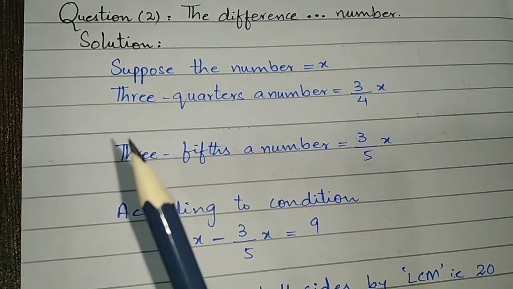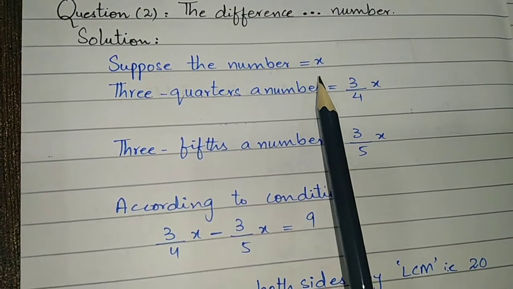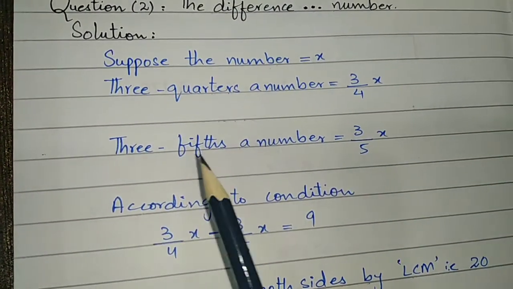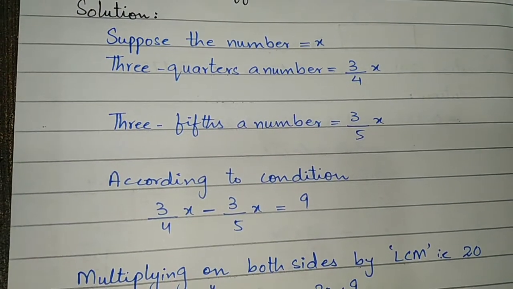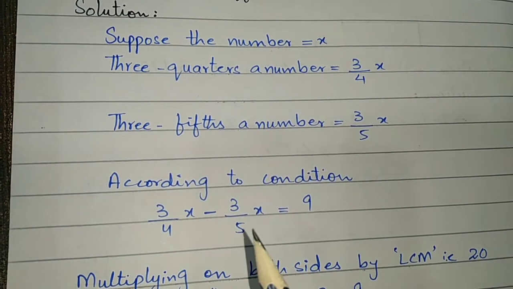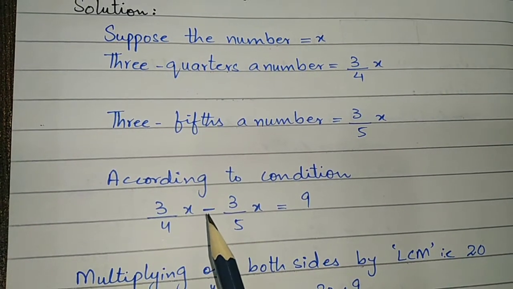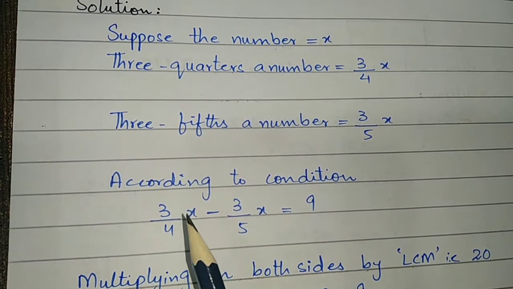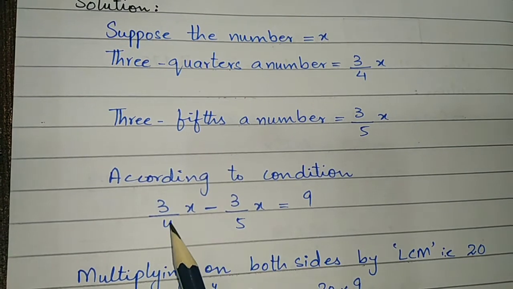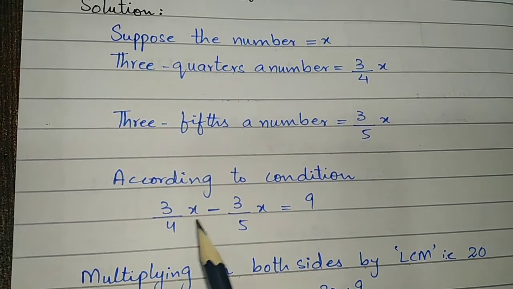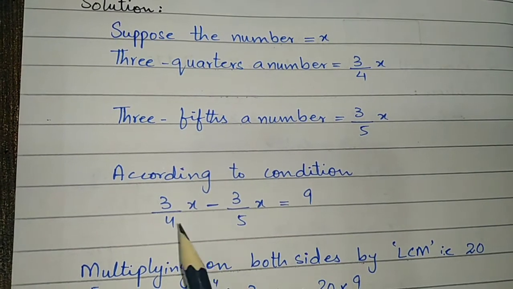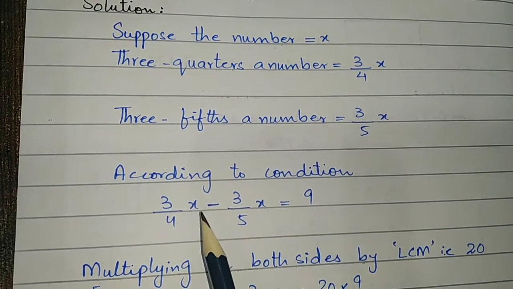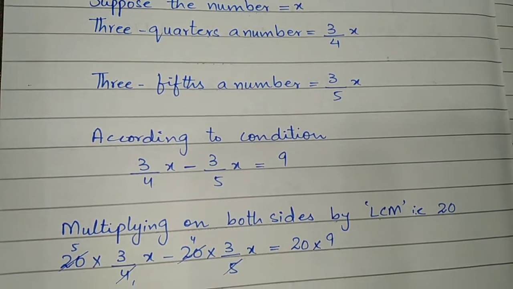Firstly, we have to write 3 quarters of a number, that is 3 by 4x. 3 fifths of a number means 3 by 5x. Now according to the condition, the difference between the 3 quarters and the 3 fifths. So it means the subtraction between them. The difference between the 3 quarters and the 3 fifths of a number is 9. So this is the simple equation. Now we have to find the value of x.